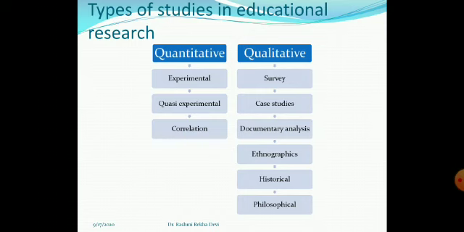Okay, now there are some other examples. What is the relationship between educational achievement and level of anxiety? So correlation means what is the relationship between two. So these are the three types of quantitative research. Now we'll come to qualitative research. Now qualitative research, first one is survey.